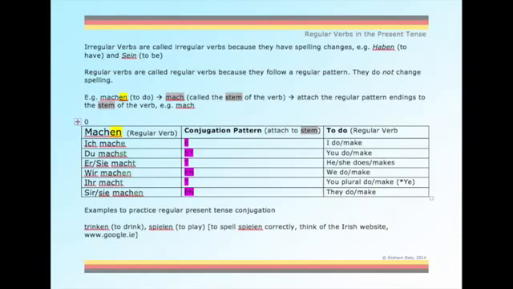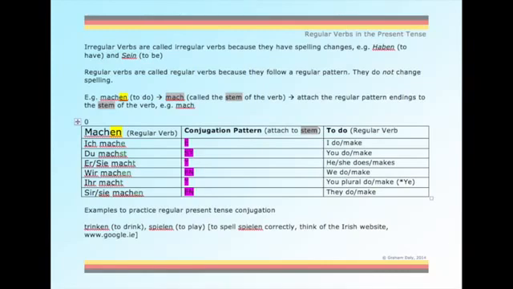So you're left with M-A-C-H. The M-A-C-H, when you take off the E-N, is what is called the stem of the verb. The E-N part is the ending. So what we're doing, we're dropping the ending. So you're left with mach, M-A-C-H.